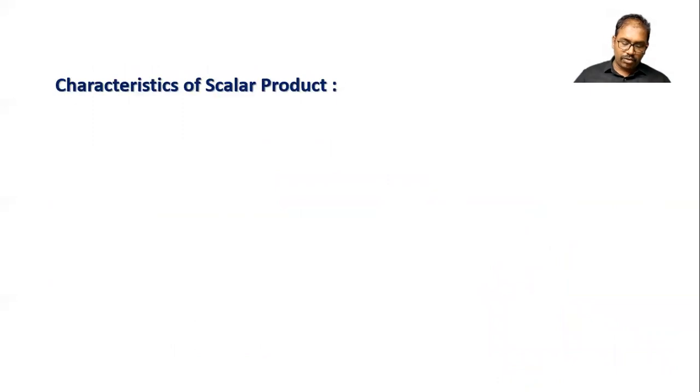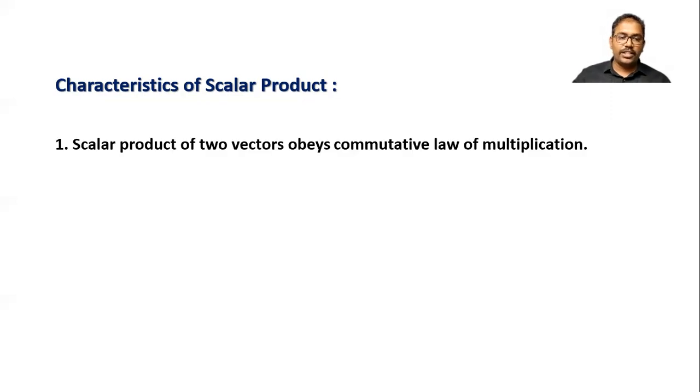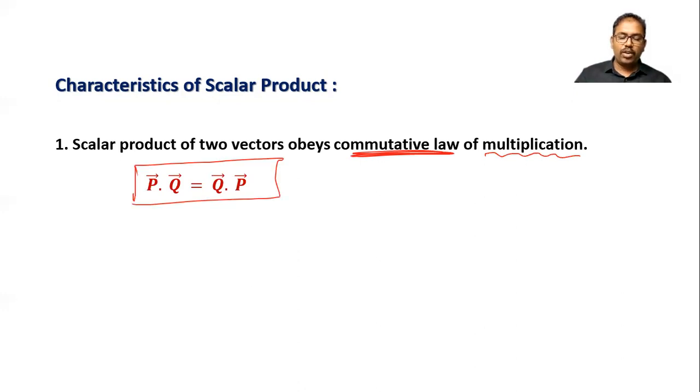Then after that, characteristics. Your characteristics are very, very important because based on characteristics, you have to solve the problems. Small questions may be asked. So the first characteristic: scalar product of two vectors obeys commutative law of multiplication. We learned commutative law of addition, but here commutative law of multiplication. It means that if we find out p bar dot q bar and we find out q bar dot p bar, then both are coming the same. So here we can say that scalar product obeys commutative law of multiplication.